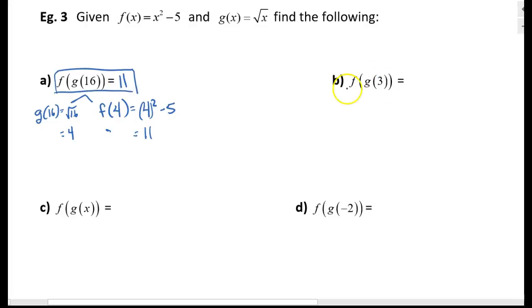If I look at the second one, g of 3, well, g of 3 is the square root of 3, so there's no simplifying that. So I'm going to be putting the square root of 3 inside a square minus 5. So that gives me 3 minus 5, or negative 2.